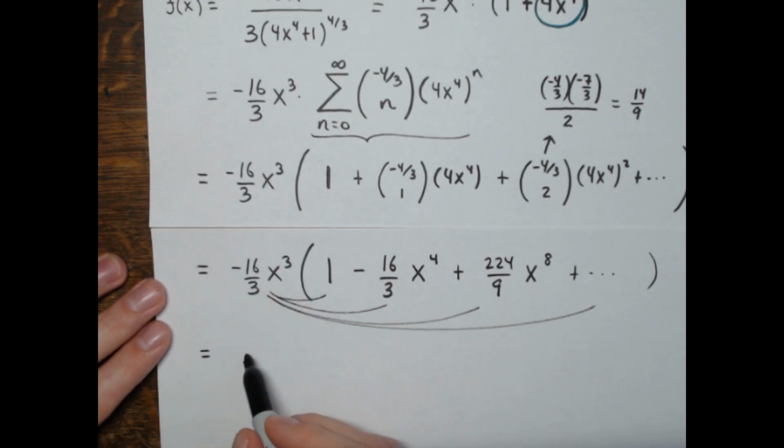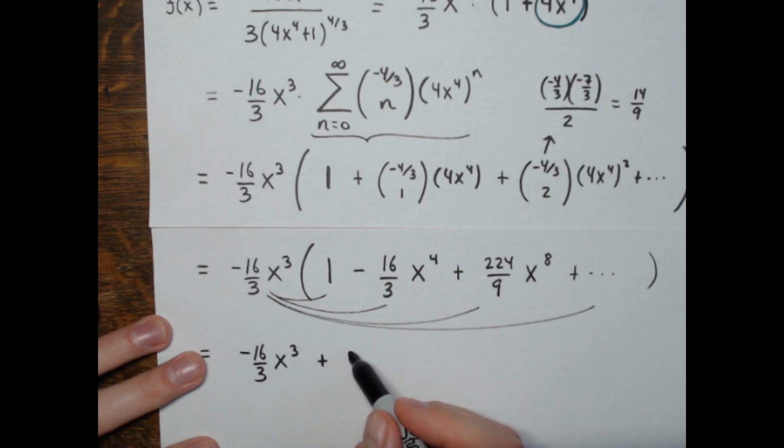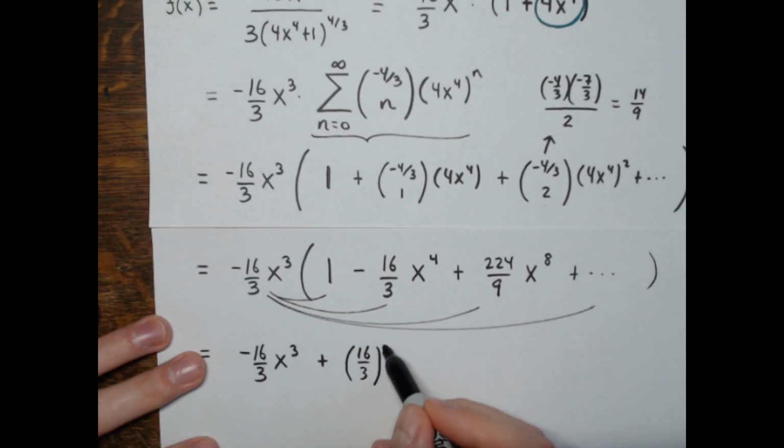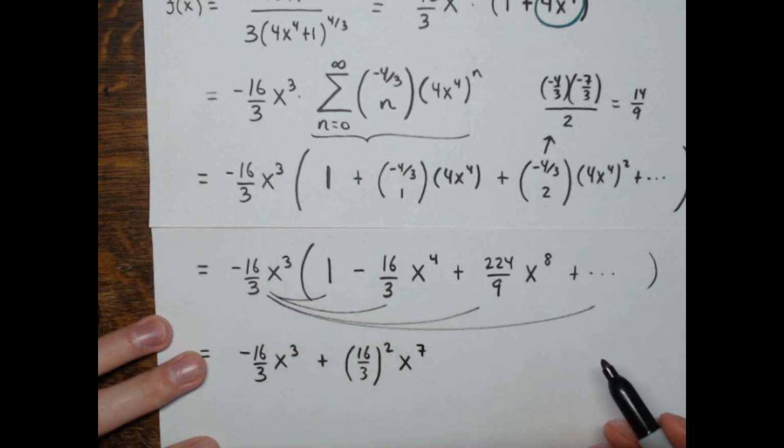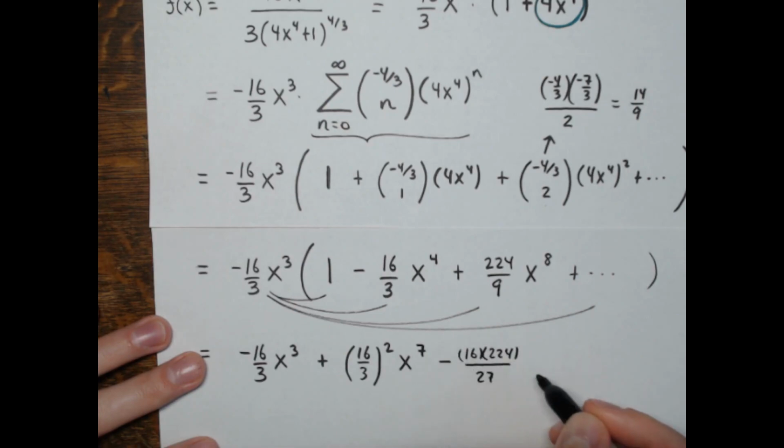All right, so I'm going to do this. You have negative 16/3 x cubed times 1, and then plus 16/3 squared, really, right? Because 16/3 times 16/3, x to the 7th, right? x cubed times x to the 4th, and then minus. I could multiply this out, but you know what? I'm going to do this: 16 times 224 over 27 and type it in this way. And I know we have a calculator. I can go to a calculator and do this, but x to the 11th, and there we go.